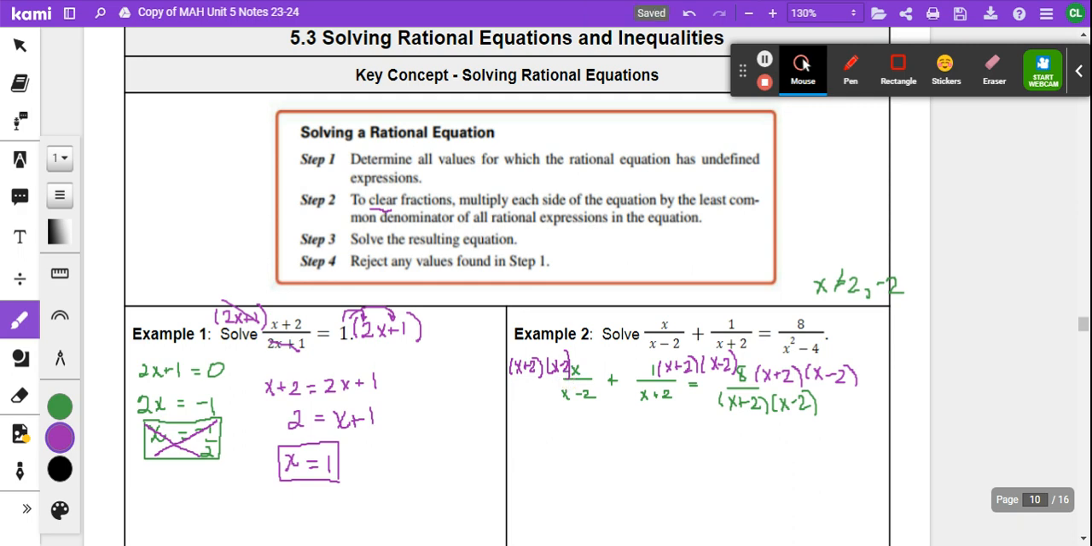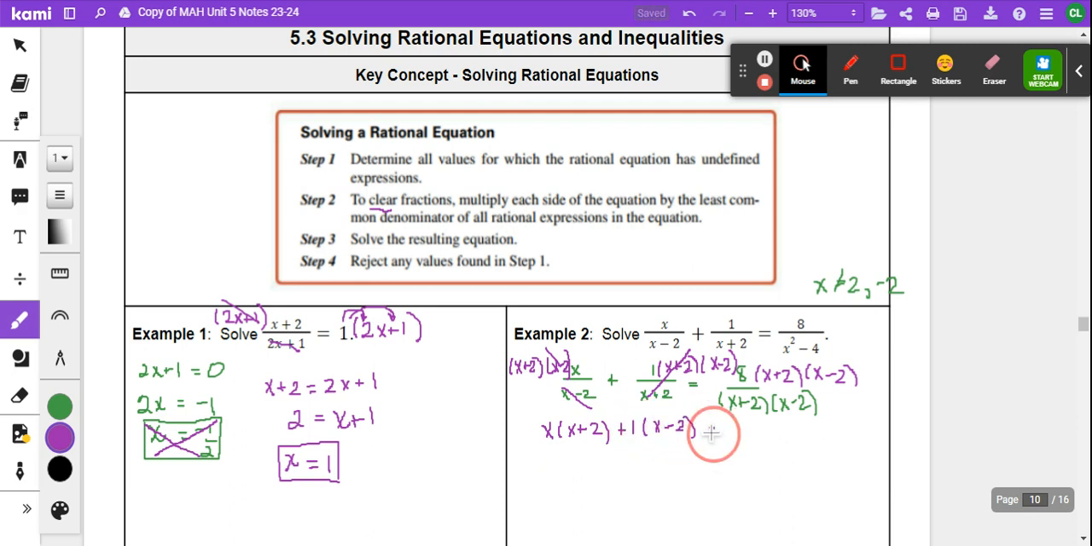It looks like every denominator will cancel. So again, I'm going to refer to that word clear. I'm going to clear these fractions. So let's cancel. I'm going to cancel the x minus 2, and what that's going to give me is x and x plus 2. And in the second fraction, I'm going to clear the x plus 2, and that's going to give me the 1 and x minus 2.